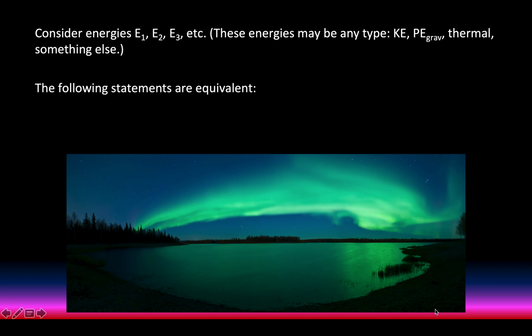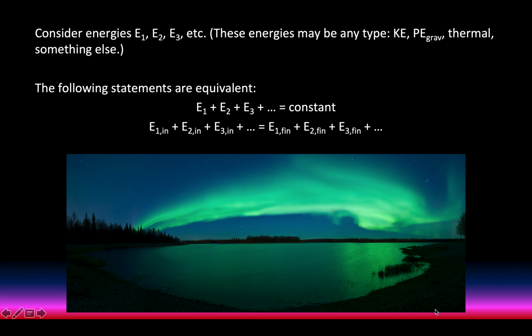The following three statements are all equivalent. I could say the sum of all of the energies is equal to a number, and whatever that number is, it's going to be constant. I could say the sum of all the energies at an initial moment is equal to the sum of all the energies at a final moment. Or I could say the change in energy 1 plus the change in energy 2 plus the change in energy 3 and so on will add up to 0. All three of these statements are just different ways of phrasing that energy is conserved.